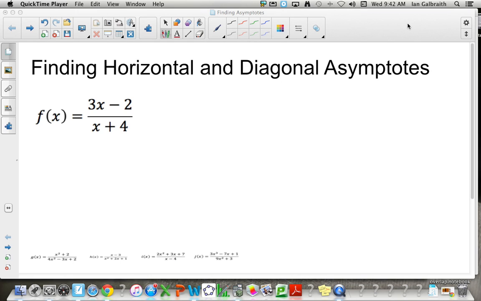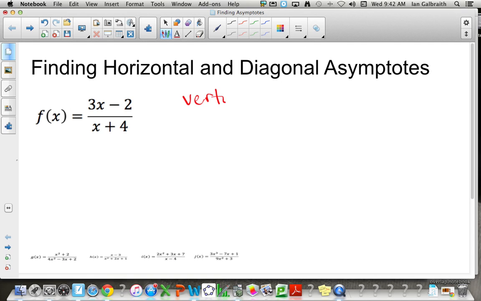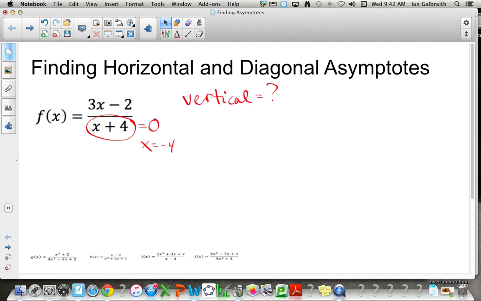And if I said, where are the vertical asymptotes, I'm going to be looking at the denominator. I'll look here and I'll say, where is that whole thing going to be 0? It's kind of a no-brainer here, but when x is negative 4, the whole thing will equal 0. We'll be trying to divide by 0, and that's where our vertical asymptote is. We're going to start by looking at the graph of this thing.